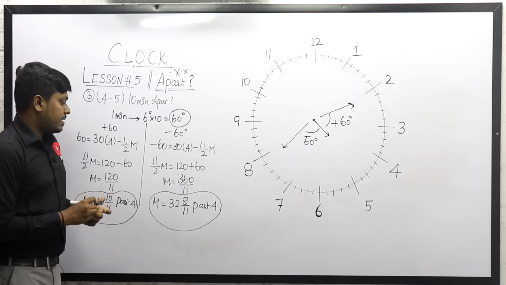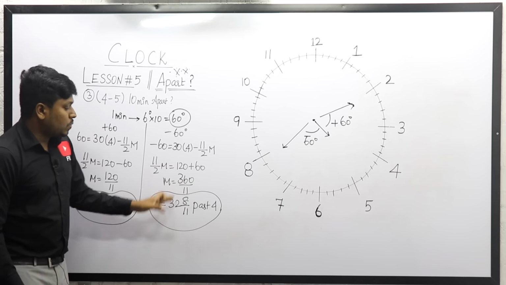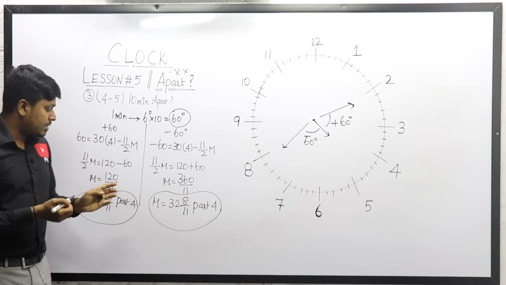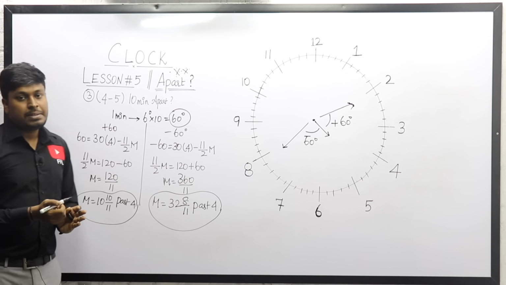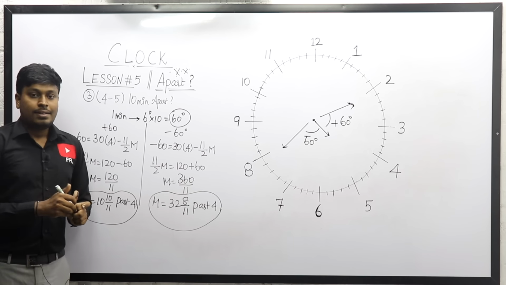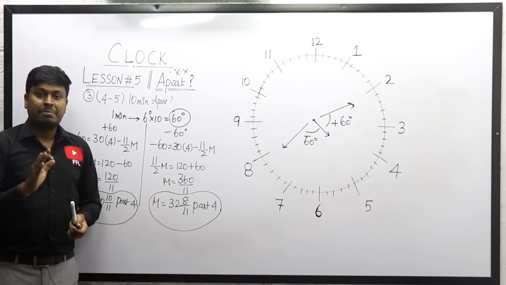So finally we can say that at 4 hour 32 8 by 11th minute the hands of the clock are 10 minutes apart, or else at 4 hour 10 by 11th minute the hands of the clock are 10 minutes apart. So that's it. This will be the answer for question number 3.